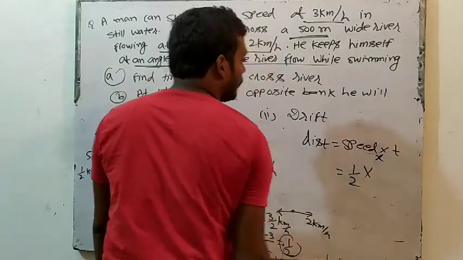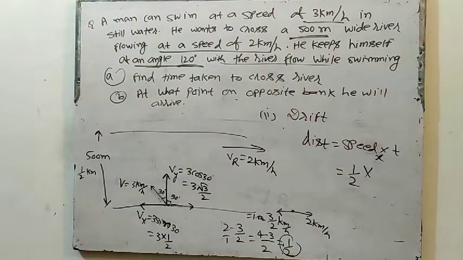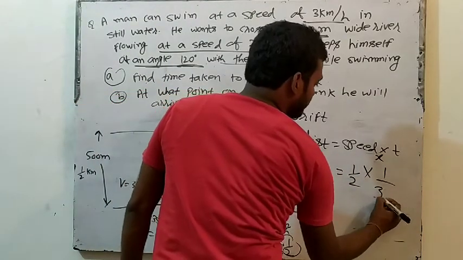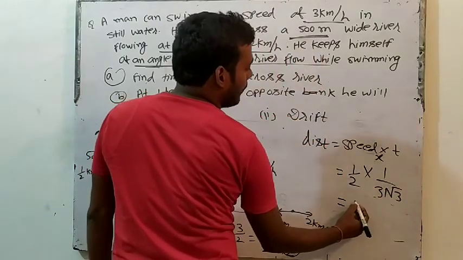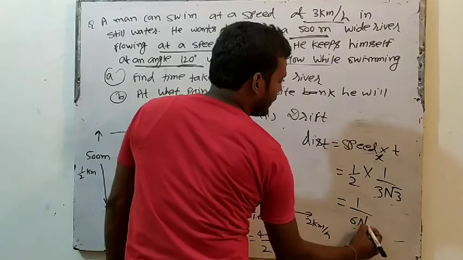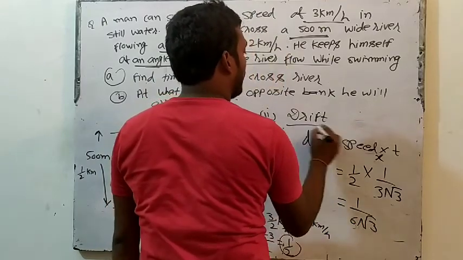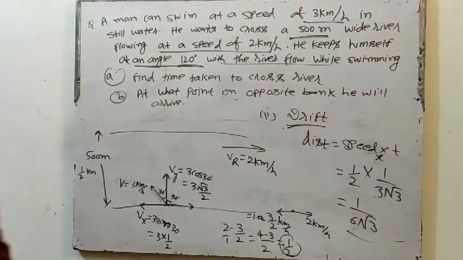1 by 2 into how much time this is taking? The time in the previous question I have already calculated. How much time? 1 by 3 root 3. That answer is 1 by 3 root 3. So distance will be how much? 1 by 6 root 3. That means depth will be 1 by 6 root 3. That will be the answer.